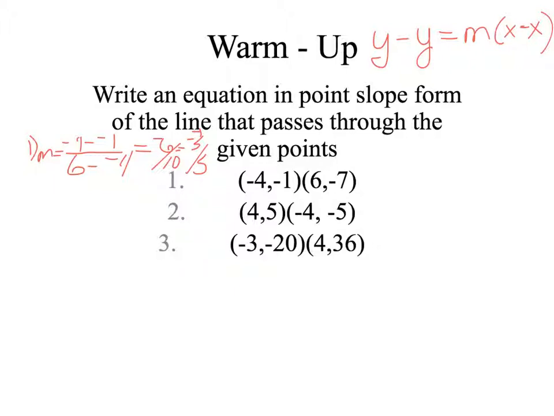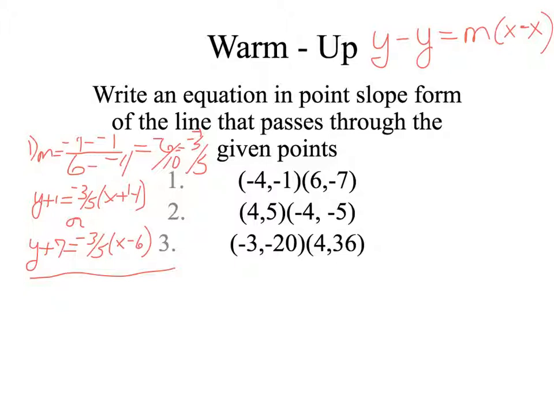And you have two different equations you can get. You can have y plus 1 equaling -3 over 5 times x plus 4. Or you can have y plus 7 equaling -3 over 5 times x minus 6. Both of those will end up working the same and giving you the same graph. It just has different starting points. So that's problem 1.